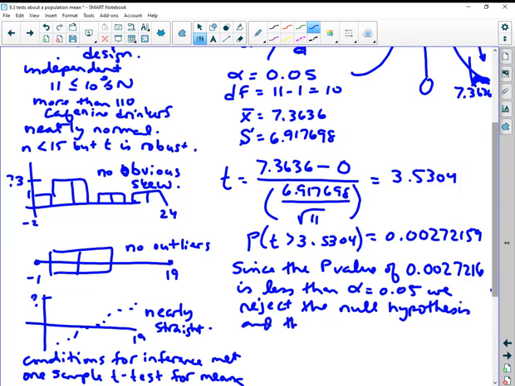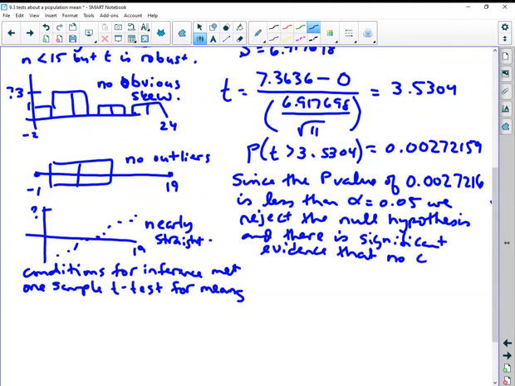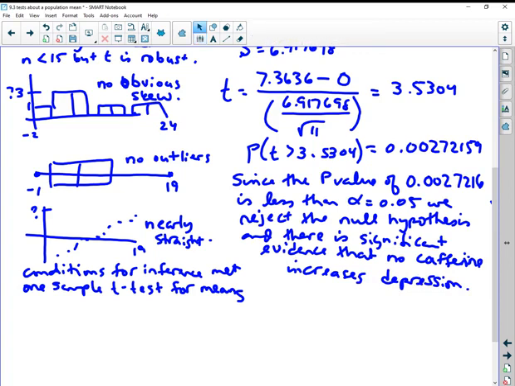and there is significant evidence that no caffeine increases depression. Well, it's a good thing I had some coffee this morning.